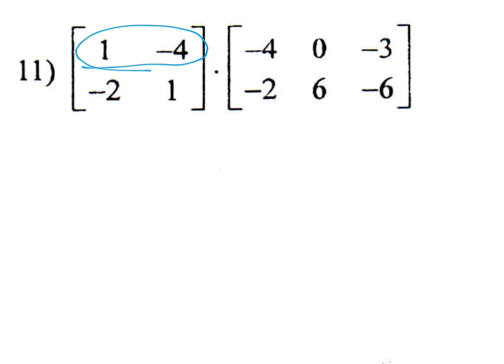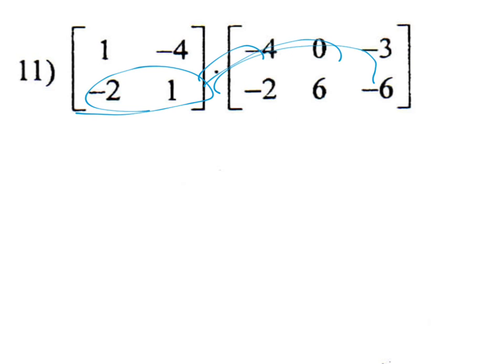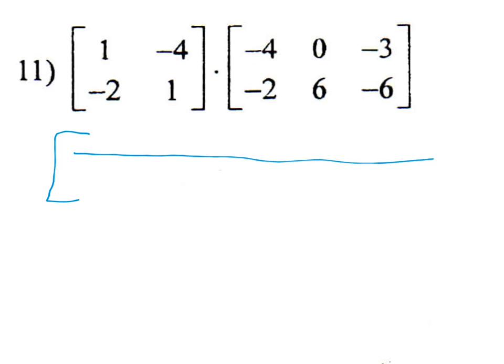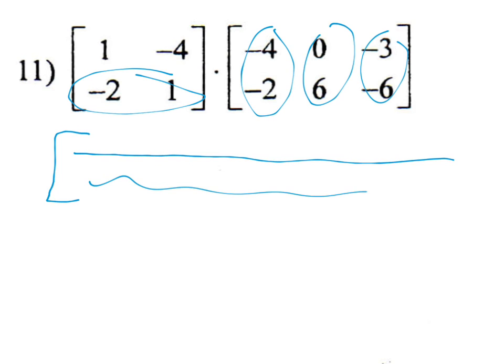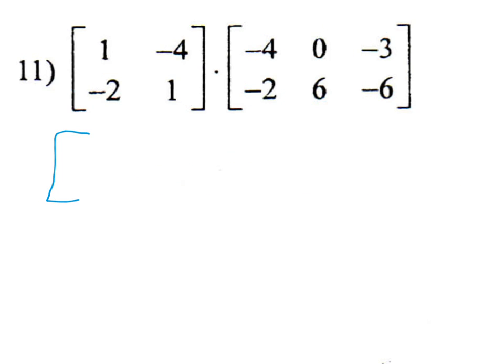I'm going to do rows of the first times the columns of the second. So I'm going to have this one row times these three columns. And then I'm going to have to do this row times these three columns. When you move to a new row in your resulting matrix, I'm going to do my first row here, and when I end up doing this one, it's going to be multiplied by these three columns, and that's going to make a second row in my resulting matrix.